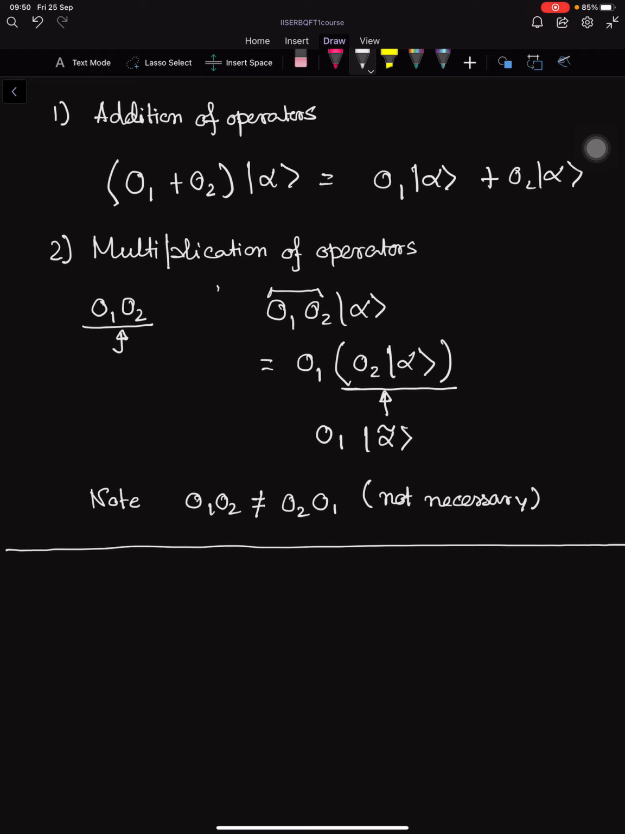Now we want to define two special types of operators. One is called a linear operator and one is called an antilinear operator.